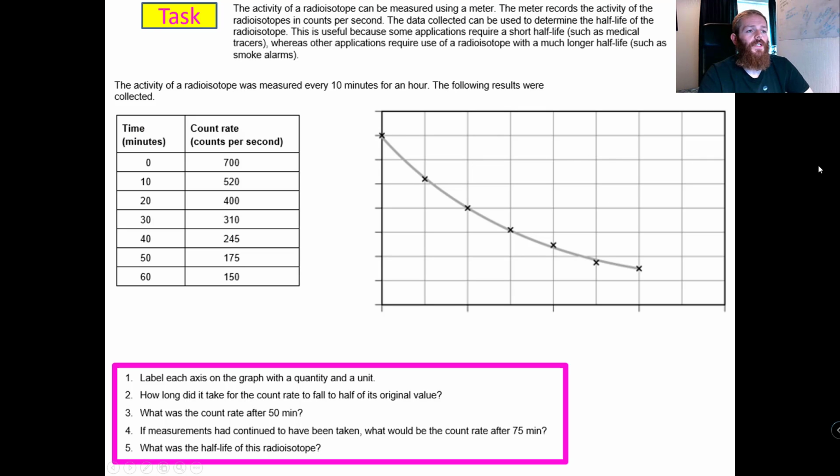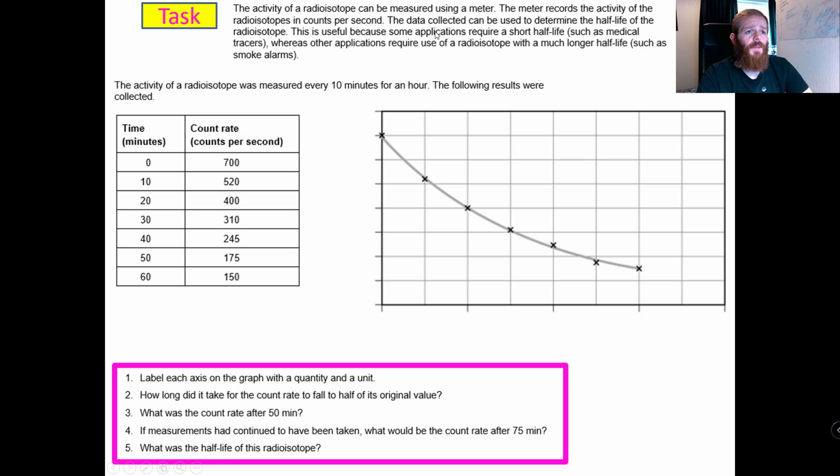Normally we do a practical if we're in a lesson, but what I want you to do is just have a quick read through this. I'll read through it actually, and then I want you to have a go at this yourself. Okay, it should be more self-explanatory as you go along. So the activity of a radioisotope can be measured using a meter. The meter records the activity of the radioisotopes in counts per second. The data collected can be used to determine the half-life of the radioisotope.